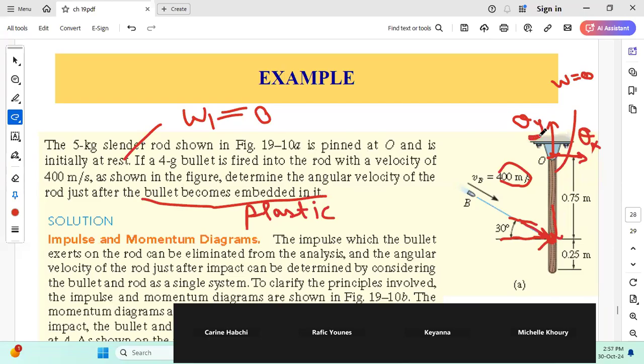And what is the best point to do angular momentum about? O. Why O? Because in the position of collision, the bullet weight and the rod weight will be passing by O. And OX, OY are also passing by O. So during collision, what is the sum of moments about O?